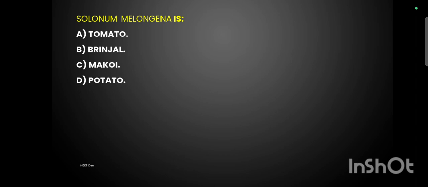Question, Solanum melongena is? Option A, tomato, B, brinjal, C, mango, D, potato. So the answer is brinjal.